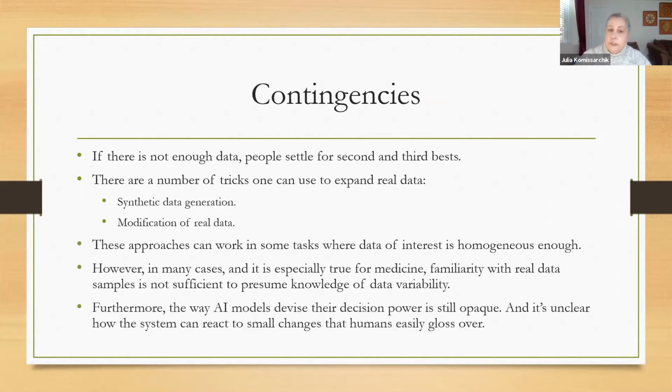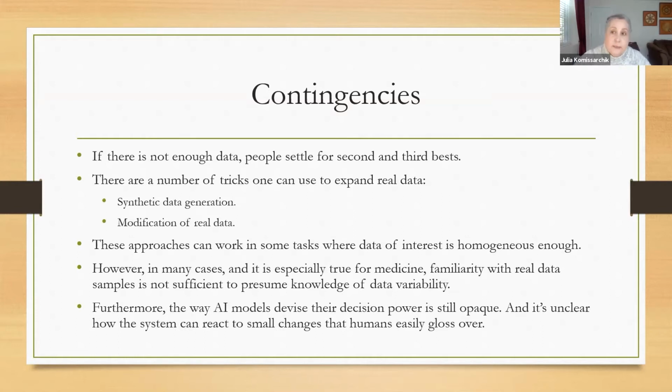However, these approaches work only on tasks that are homogeneous, where you can actually predict what the real world will look like. In many cases, and it is especially true for medicine, familiarity with real data samples is not sufficient to create a system that will generate synthetic data. And furthermore, and that's once again something which is well known in the industry, the way AI models devise their decision power is still opaque.